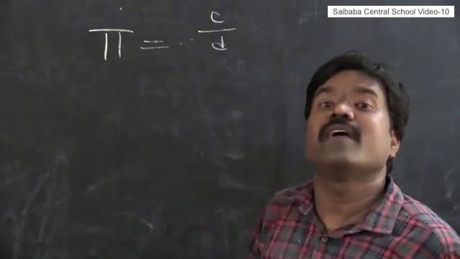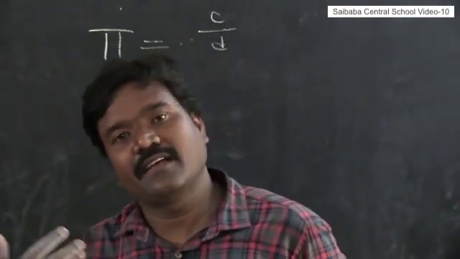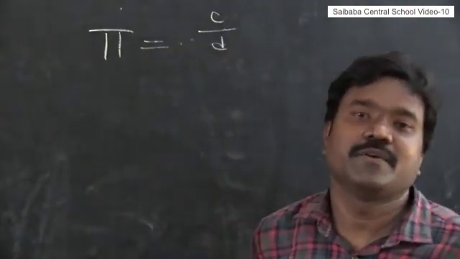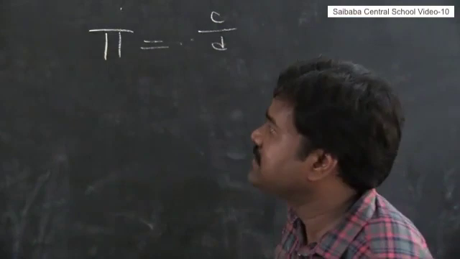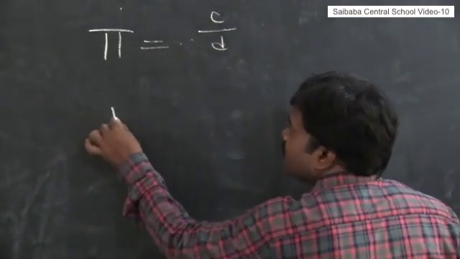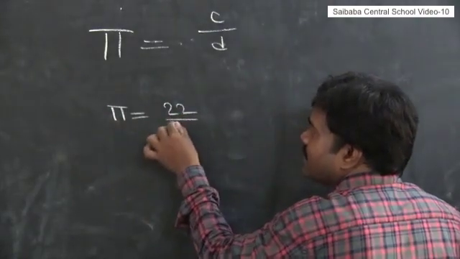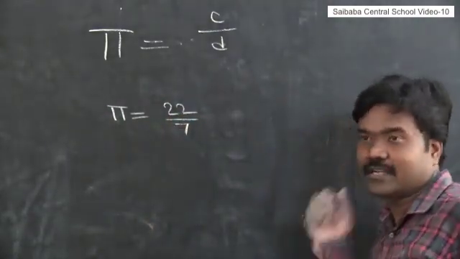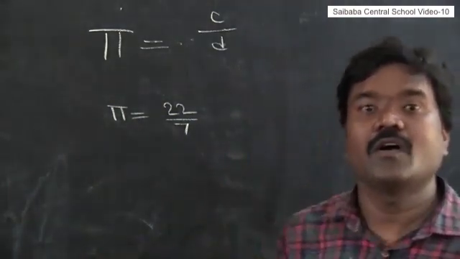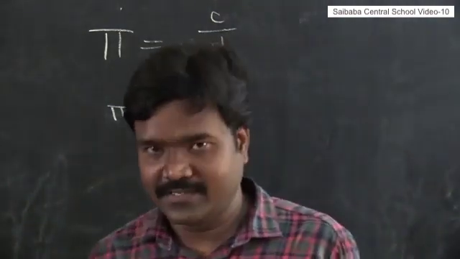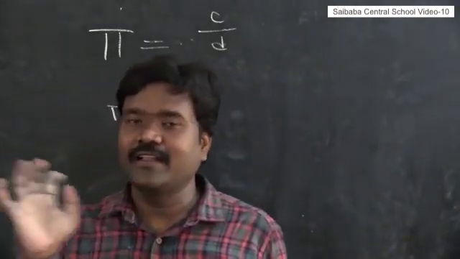Already we are using the pi value in our previous classes, and we will use it afterwards. What is the pi value? 22 by 7 we are using. Pi is equal to 22 by 7 you are using. Now my question is, is pi rational or irrational?